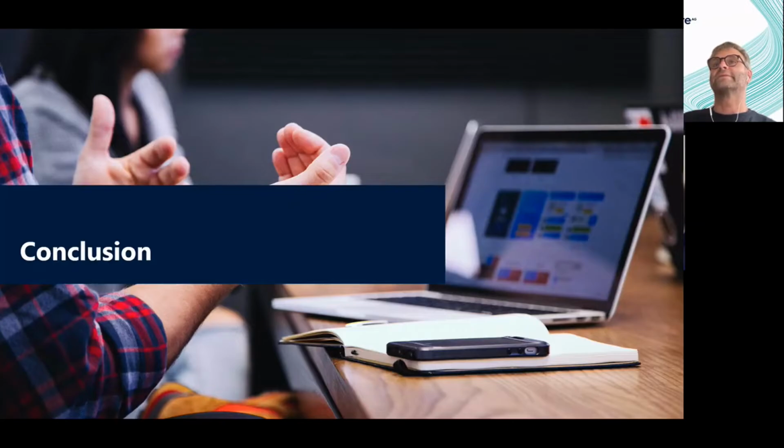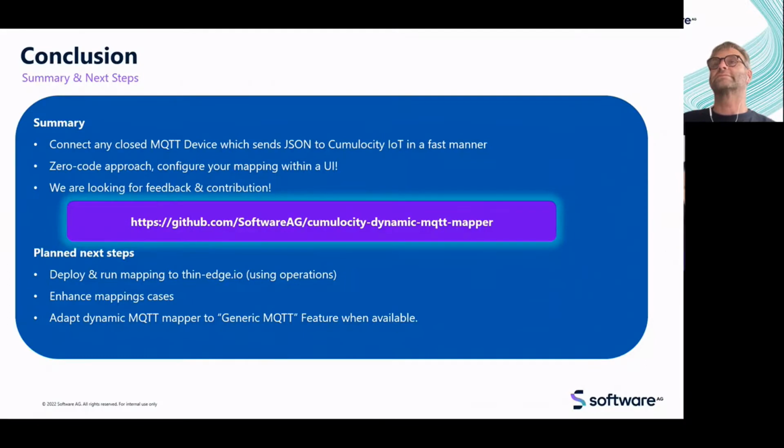Perfect. So this is actually the mapping. Let's come to the conclusion. What we have seen now is how the MQTT mapper can help to connect closed MQTT devices by dynamically doing JSON-based mapping to the Cumulocity IoT domain model in a fast manner. Like Christoph just said, if you don't know what to expect, just connect to any MQTT broker, do the snooping, explore what is coming in a JSON format, and then do the mapping based on that.